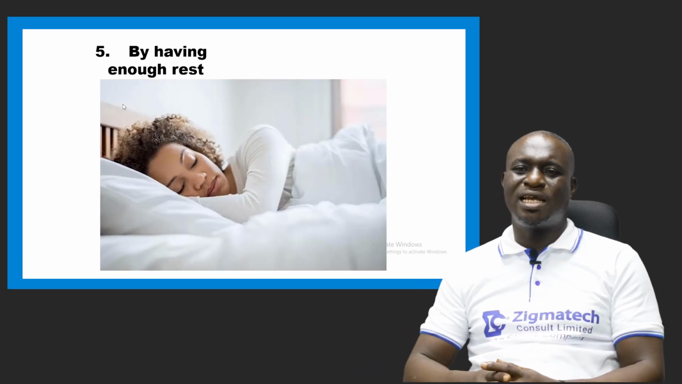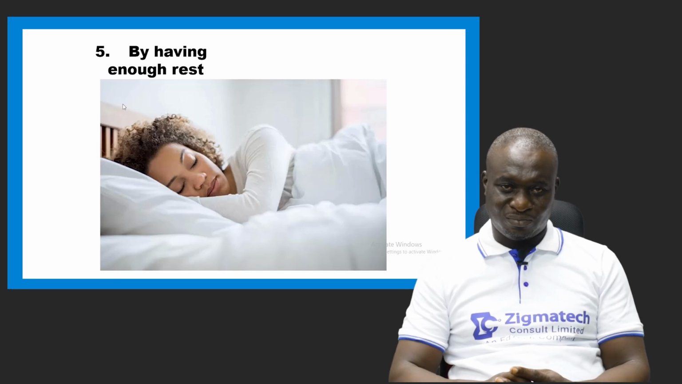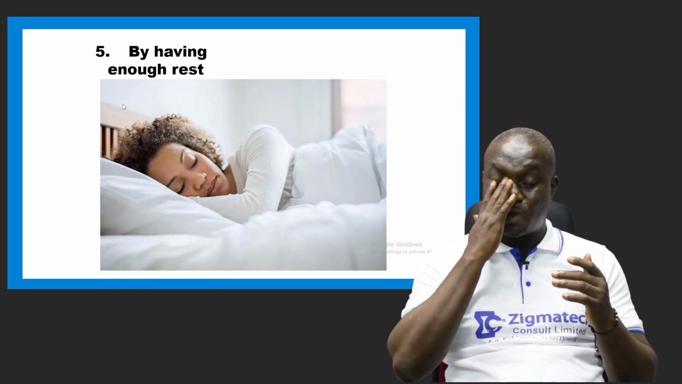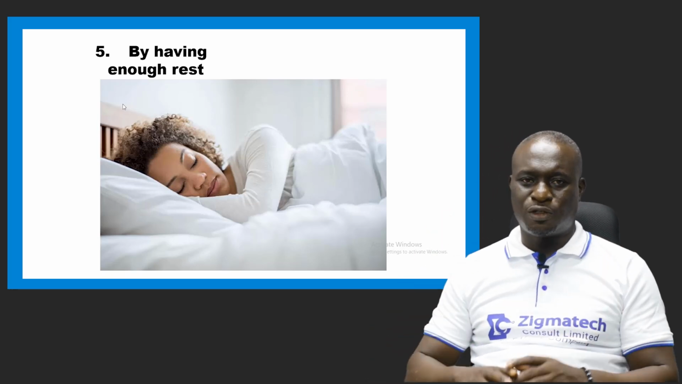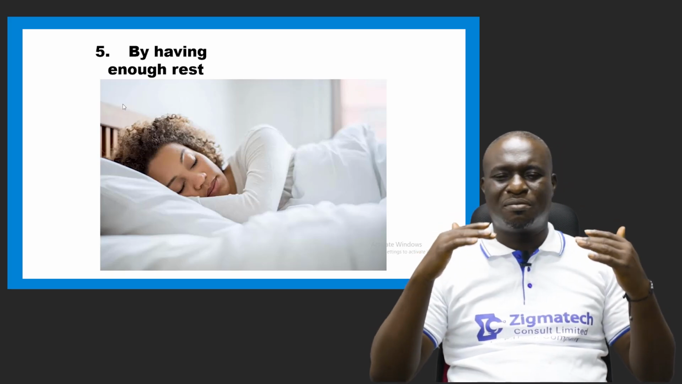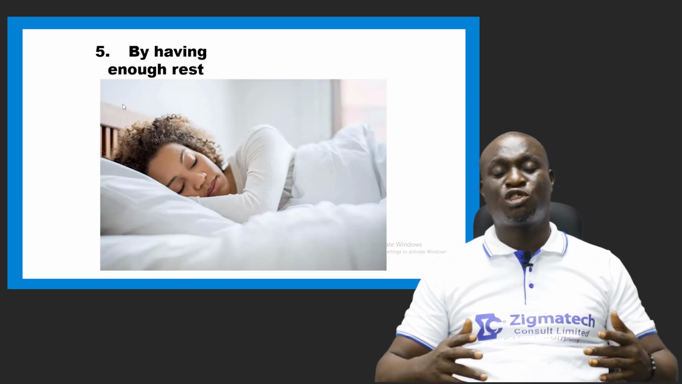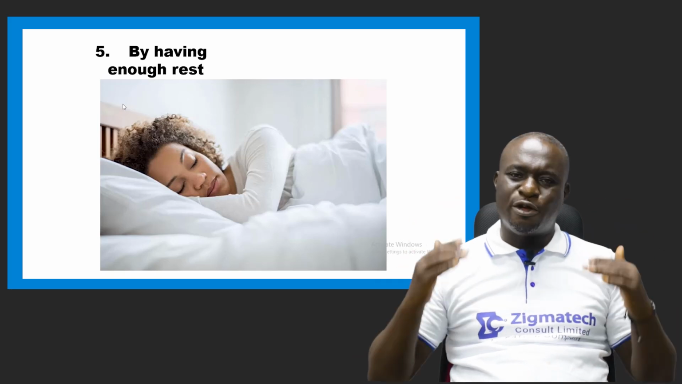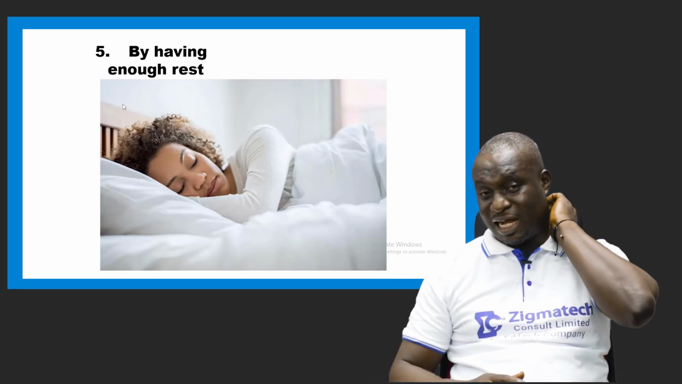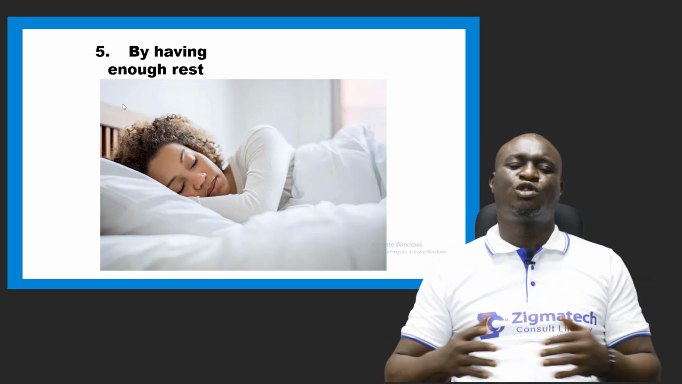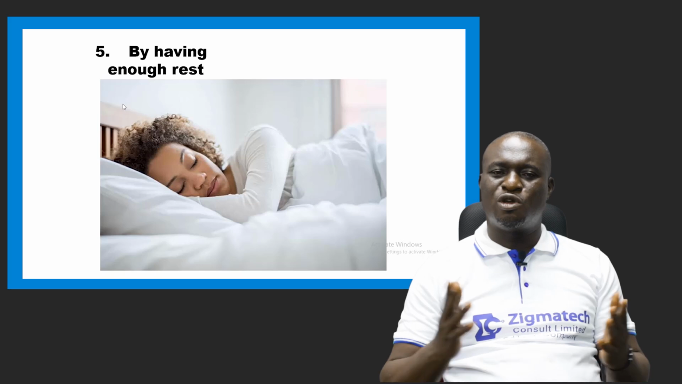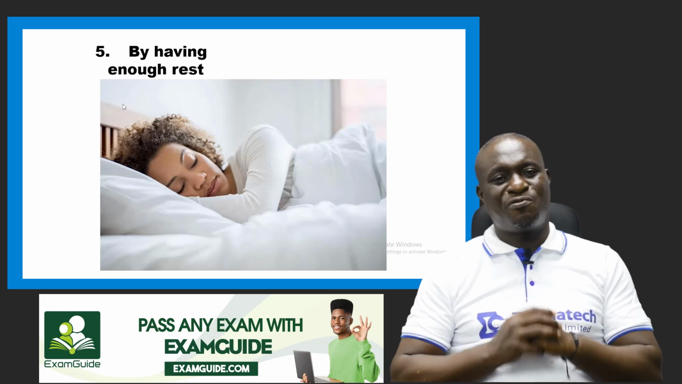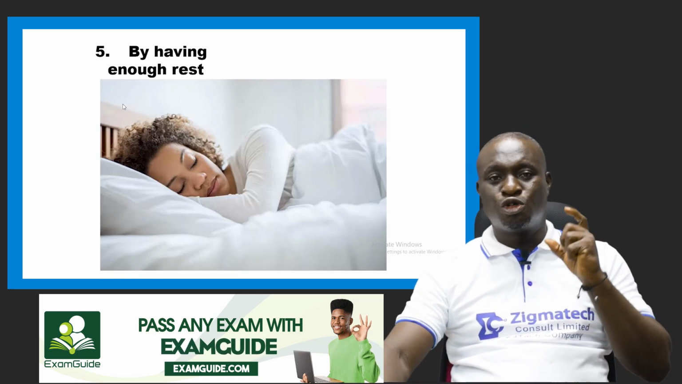Number 5 on the list is having enough rest. Most persons don't take time to rest. Having enough rest helps to reduce the blood pressure. It helps to reduce fatigue in the morning. If you have enough rest, you won't be tired when you wake up in the morning. So please ensure that you have enough rest. Most of us, like the adults, when they go out to work and come back, ensure you have enough rest. Children at home, when you're back from school, ensure you have enough rest. Enough rest is very, very essential in maintaining good health.